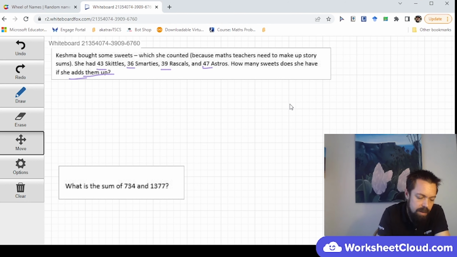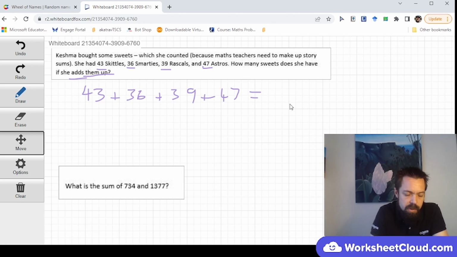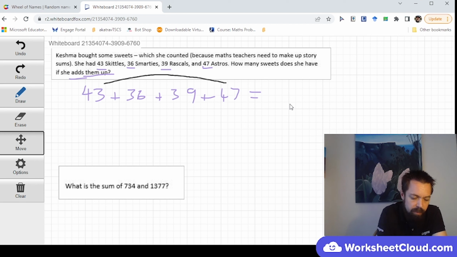Okay, so let's start with our number sentence. 43 plus 36 plus 39 plus 47 equals. There's our number sentence. Now there are different ways that you can choose for this, and all of them, if you do them correctly, will get you to the right answer. I'm going to choose a method with this one. I'm going to steal 3 from my 43 and give it to my 47. So my 43 is now going to be 40, and my 47 is going to be 50.